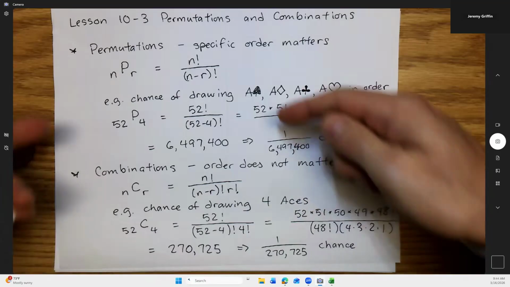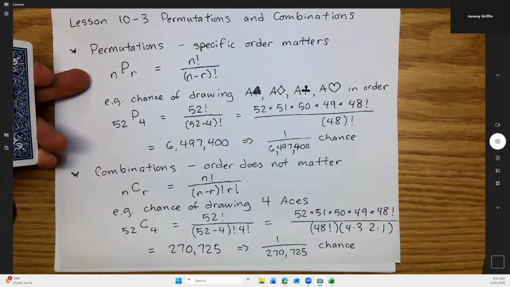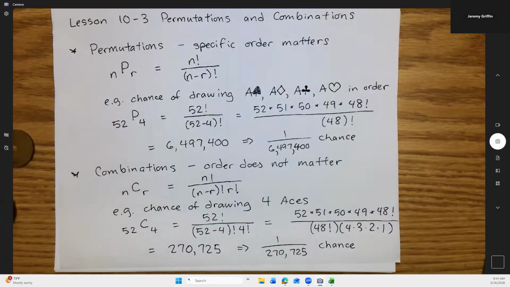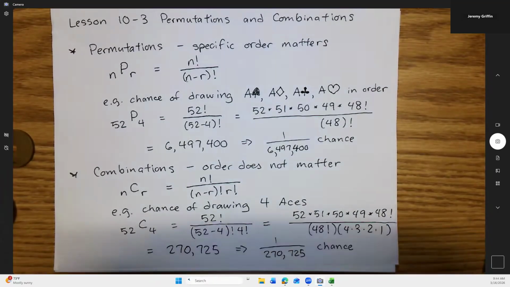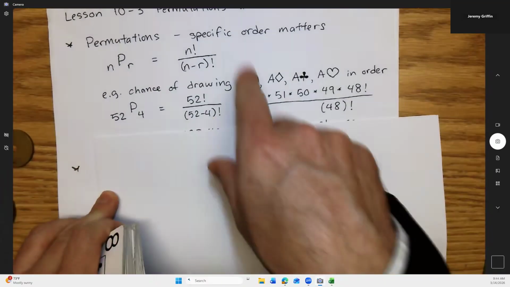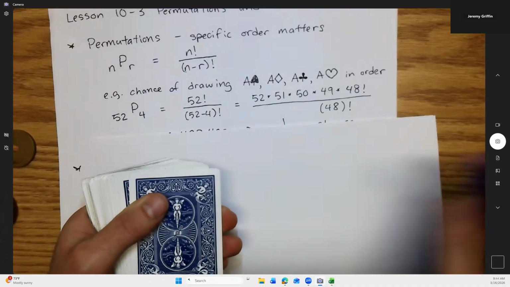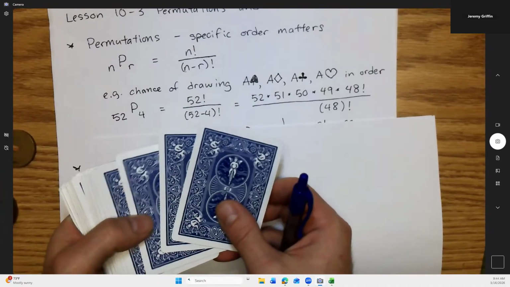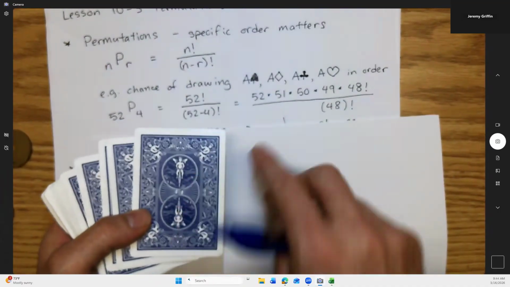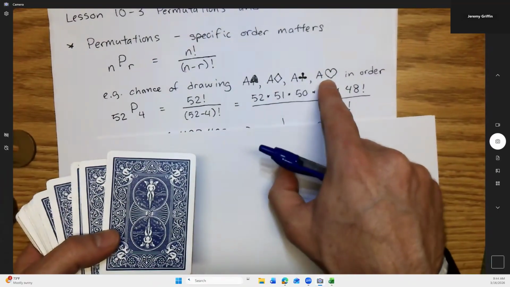Now there are formulas that go with these, but I want to build into it and show you guys how to think about this. Where does this come from? I think it's something you guys have seen before. So what if I just do the first 4 cards? What's the chance that this pattern happens exactly?